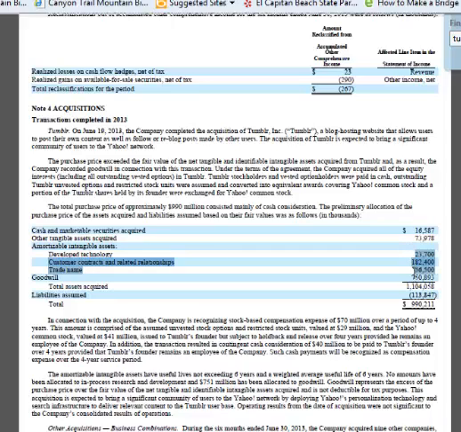But remember, the rule is that with goodwill, they have $750 million of goodwill, and again, no tax basis, right? But so we did nothing. There's no DTLs for that.